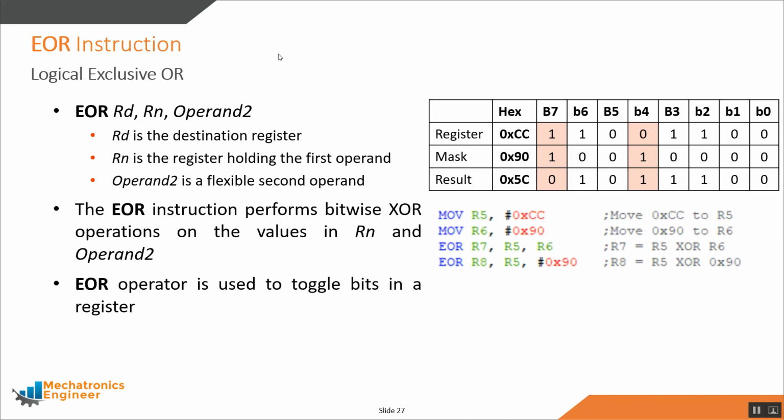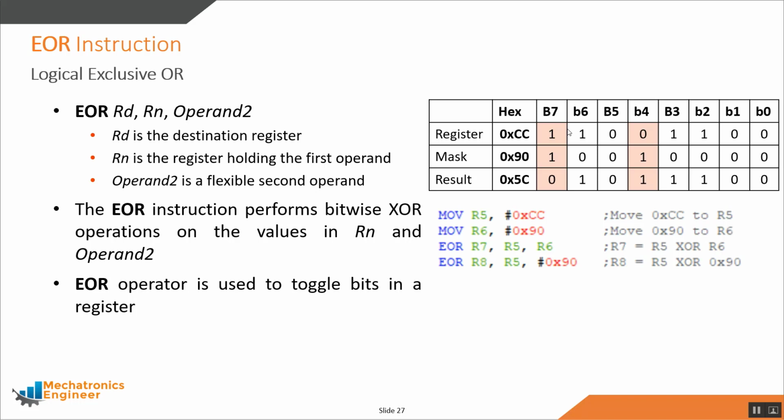This logical data processing instruction performs logical exclusive OR. It takes two operands and performs their bitwise exclusive OR and stores the result back to the destination register. This exclusive OR operator is used to toggle particular bits in a register value.